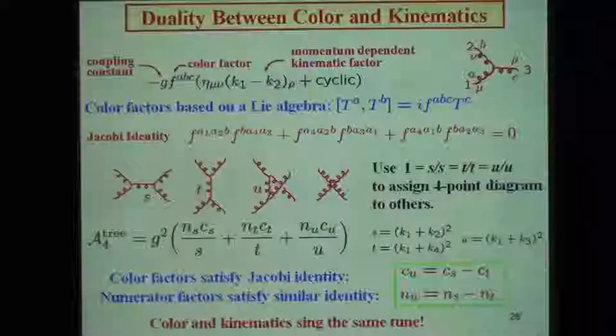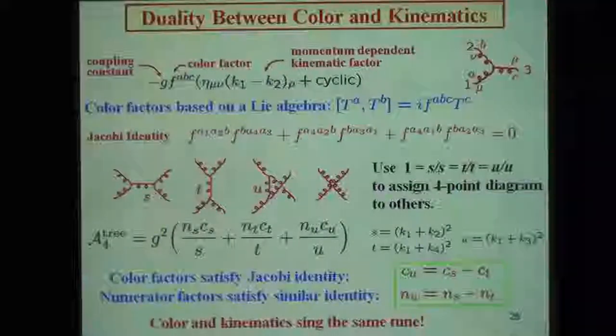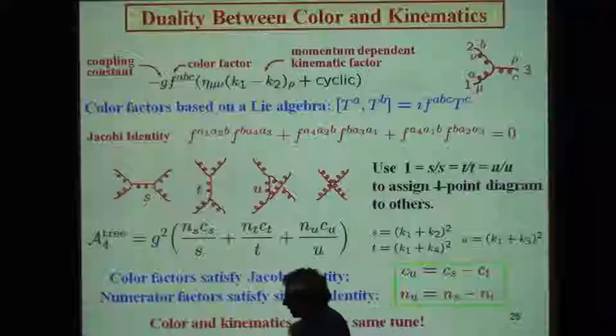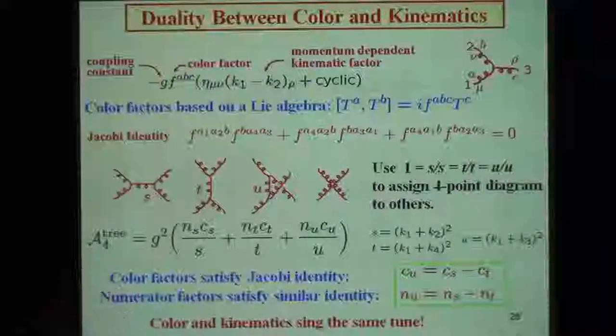The color factor is a group theory object, and the color is based on a Lie algebra, and these color factors, being based on a Lie algebra, they obey what's called the Jacobi identity. So this is just a group theory identity. Okay, and that's what color does for a living. So that part's completely standard from the textbooks.